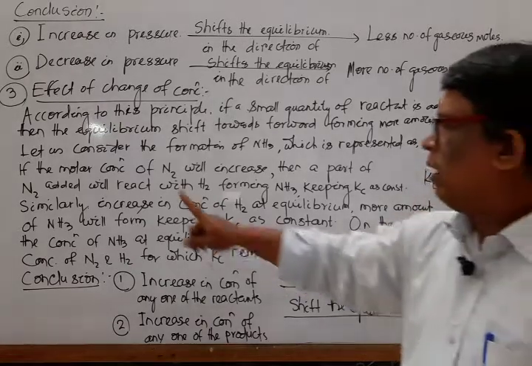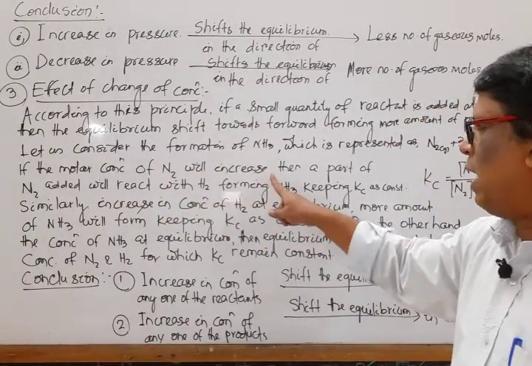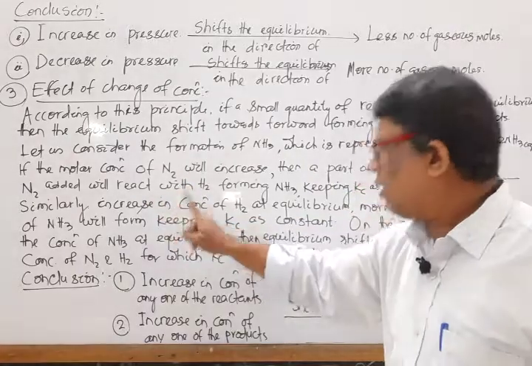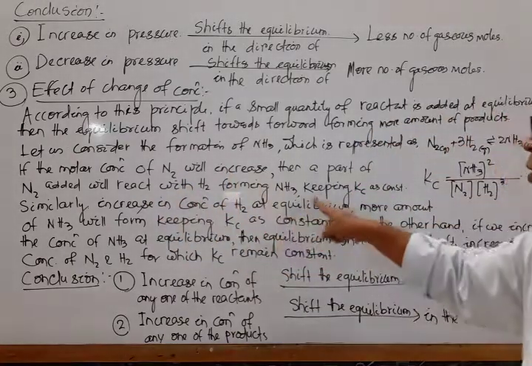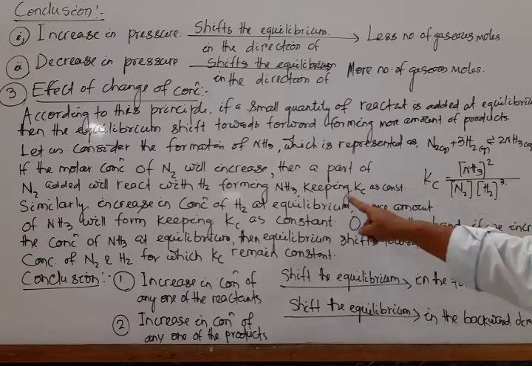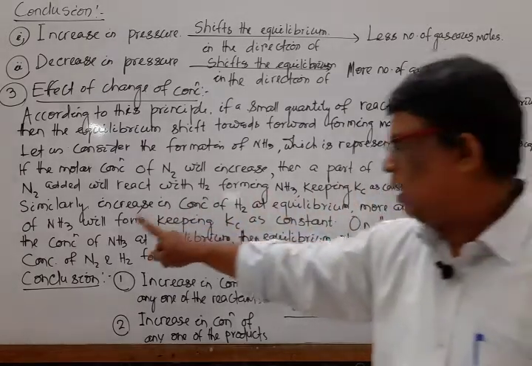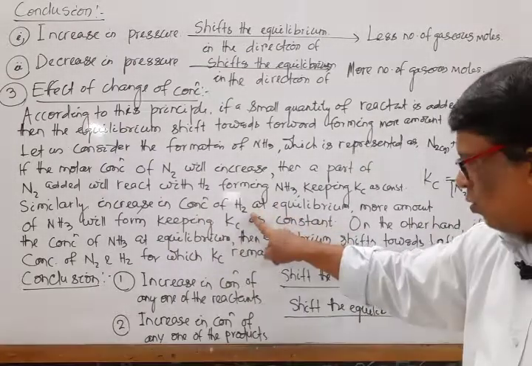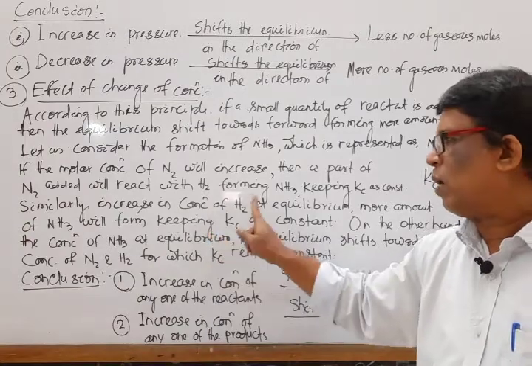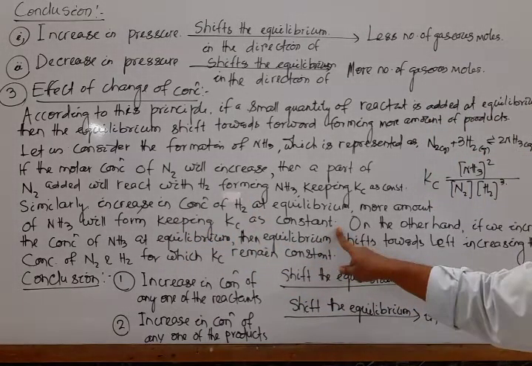So, mark that here, if the molar concentration of nitrogen increases, what happens? Then part of the nitrogen added will react with hydrogen, forming more amount of ammonia. If nitrogen is added, it combines with hydrogen to form more amount of ammonia. So they cancel out, keeping Kc constant. Similarly, increase in concentration of hydrogen at equilibrium, then more amount of ammonia will be formed, keeping Kc constant.